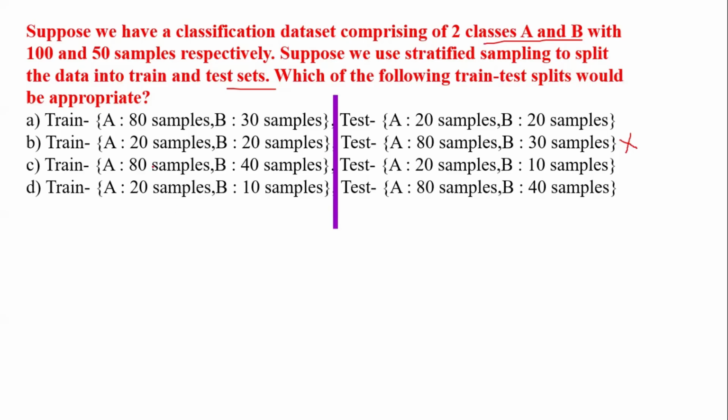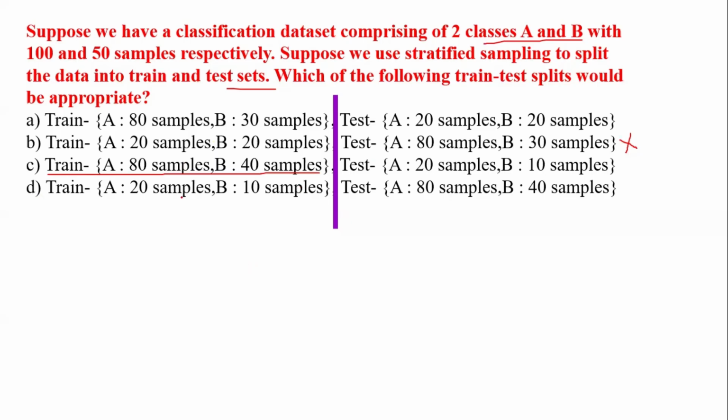And the other thing is, we have to consider the class ratio. For class A and class B, if we calculate the ratio of the samples, A by B, then we get 80 by 40, that is 2:1, for the train set. And if we also calculate for the test set, 20:10, we also get 2:1. So if the ratio is the same for the two classes in the train set and the test set, then this will be our option.